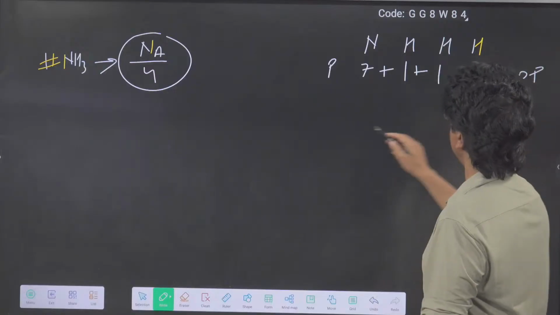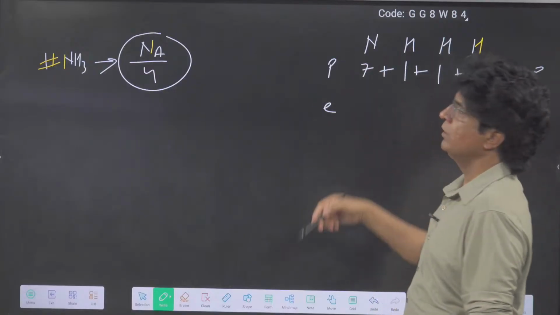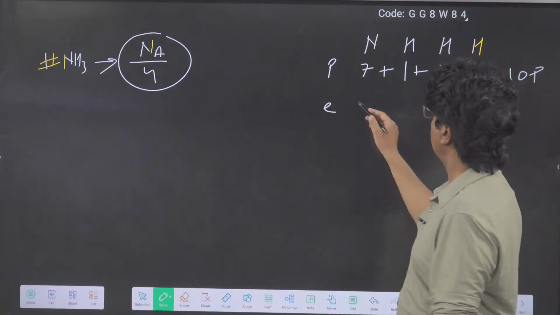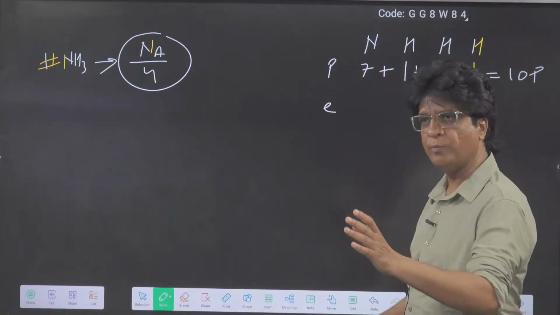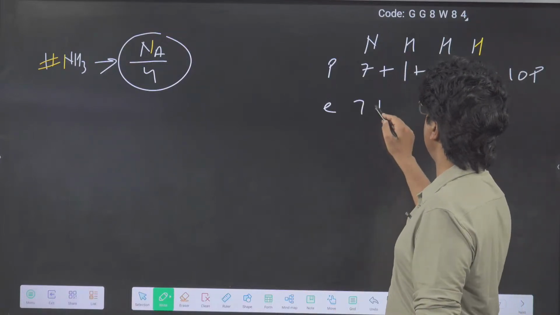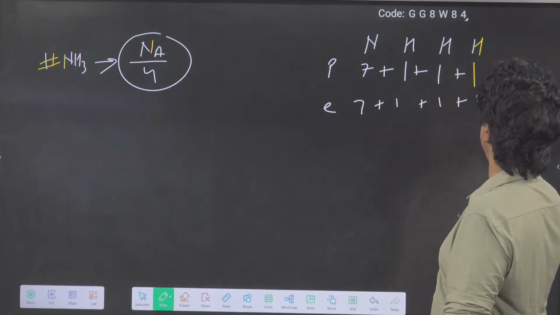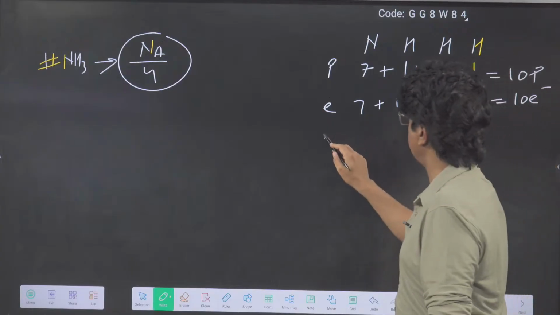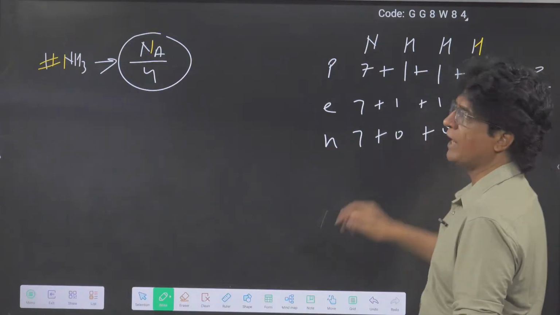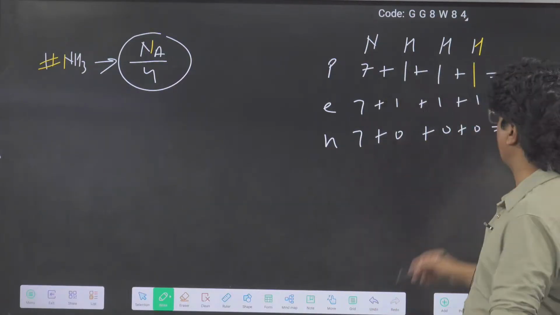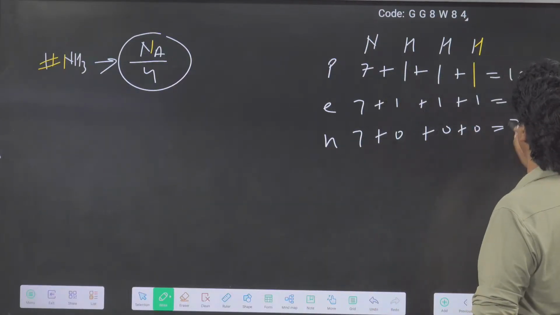10 protons, right? And for electrons, ammonia is a neutral molecule, so the number of protons and electrons has to be equal. The positive charge should be equal to the negative charge. So 7 plus 1 plus 1 plus 1 equals what? 10 electrons. But neutrons are 7 plus 0 plus 0 plus 0, because hydrogen does not contain any neutron. So that will be 7. 7 neutrons will be there, right?